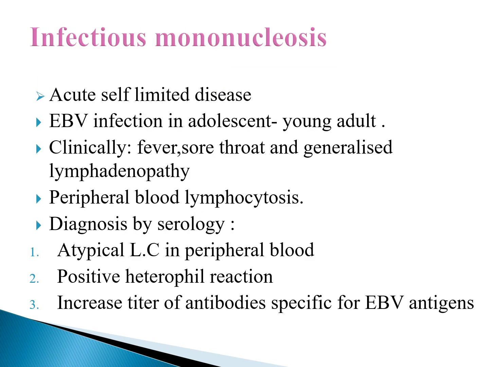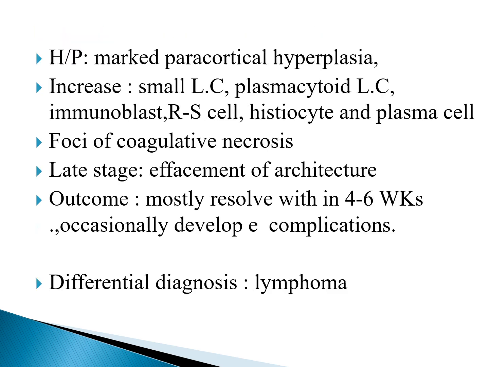Now, infectious mononucleosis, an acute self-limited disease caused by Epstein-Barr virus infection in adolescents and young adults. Clinically, fever, sore throat, generalized lymphadenopathy, and peripheral blood lymphocytosis. Now, diagnosis by serology: atypical lymphocytes in the peripheral blood, a positive heterophil reaction, and an increased titer of antibody specific for the Epstein-Barr virus antigen.